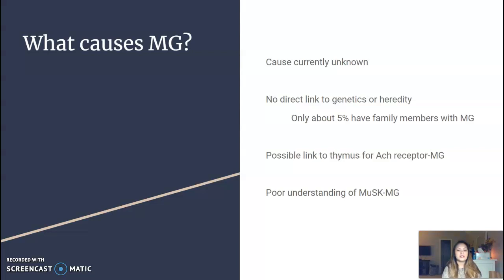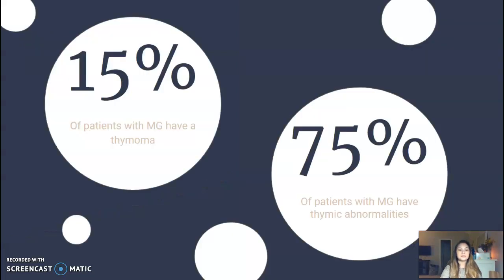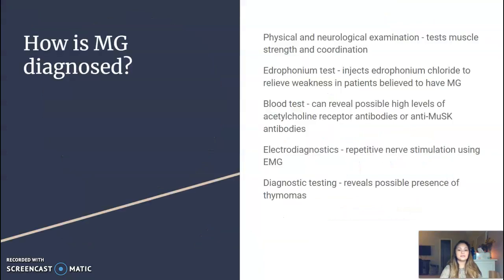There's also very poor understanding of the MuSK, or muscle-specific receptor mechanism, that I was talking about before. So as of right now, most of the research is being done towards the thymus for acetylcholine receptors. They're still trying to work on understanding the MuSK mechanism. So like I said, about 75% of patients that have myasthenia gravis have thymic abnormalities, whether it is a hyperactive or hypoactive thymus, but only about 15% of patients with myasthenia gravis actually have a thymoma, which is a growth on the thymal gland, or an enlarged thymal gland.